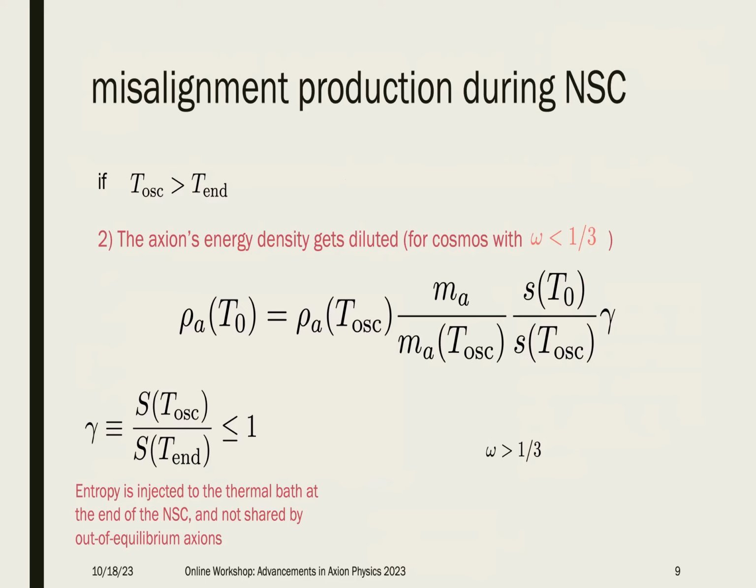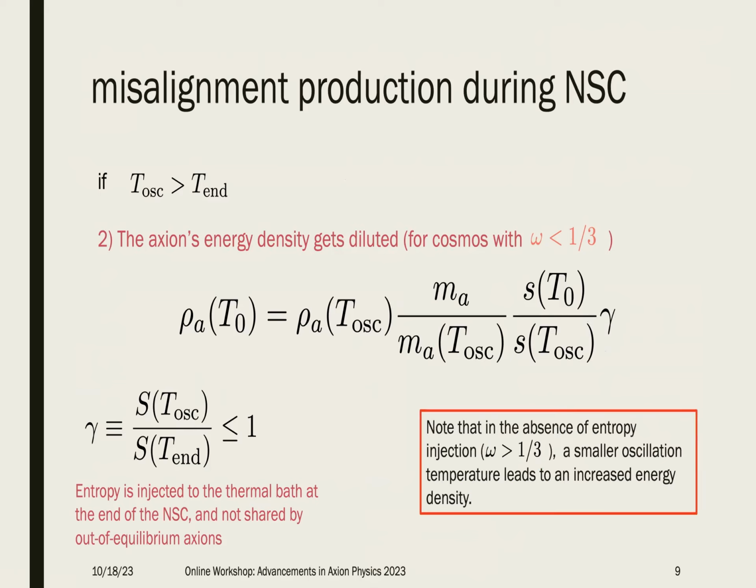And the second, in the case of cosmologies with omega, the equation of state, smaller than 1/3, is that the axion energy gets diluted because of this entropy that is not shared by axions. This is quantified here by this gamma parameter. In the case where we don't have entropy injection, which would be the case for omega higher than 1/3, the only effect of this non-standard cosmology is this smaller oscillation temperature that then would lead to an increase in the energy density.